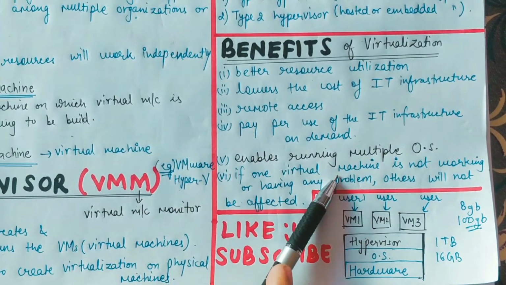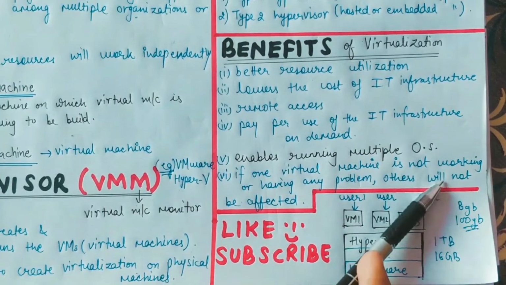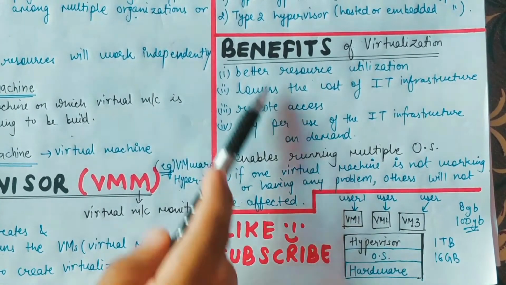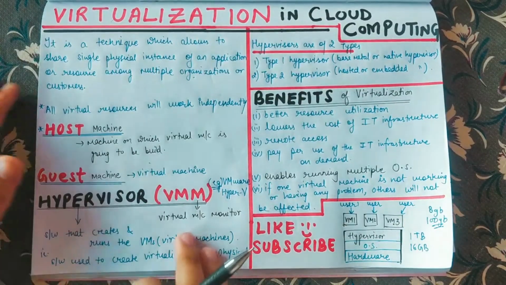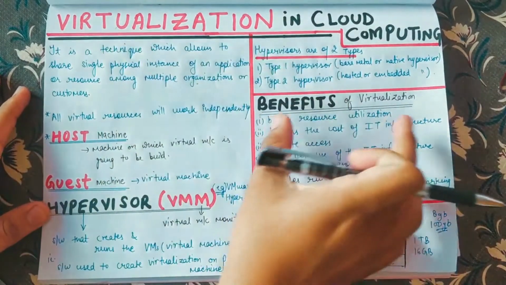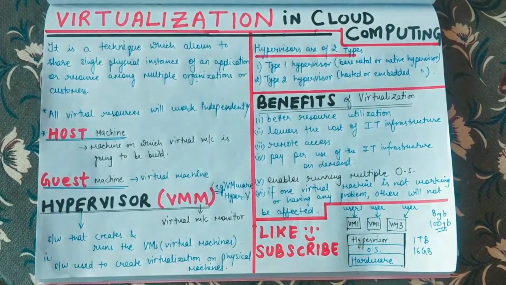The next one is if one machine is not working properly, that is, if your VM is not working properly, that will not affect the other virtual machines. So these were some of the benefits of virtualization. So guys, that was the basics of what virtualization is and what the benefits of virtualization are. There are also types of virtualization, guys. We'll see them maybe in some other video, but that was the scenario about virtualization.